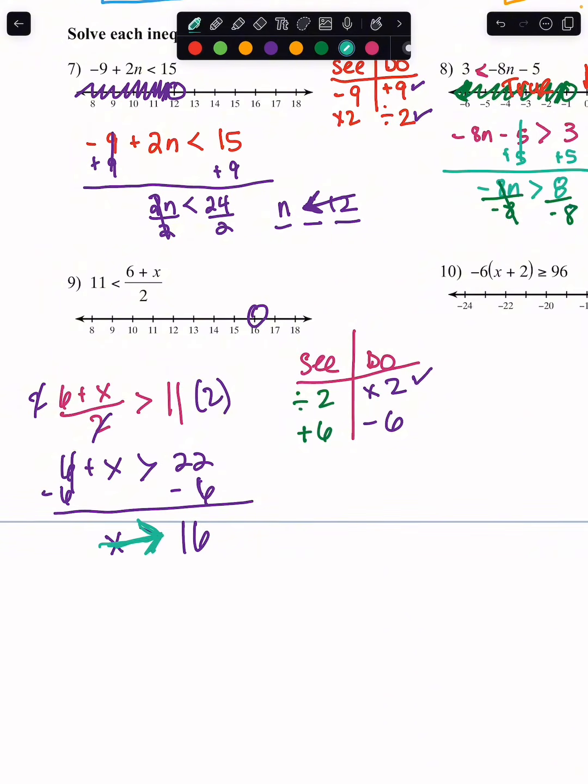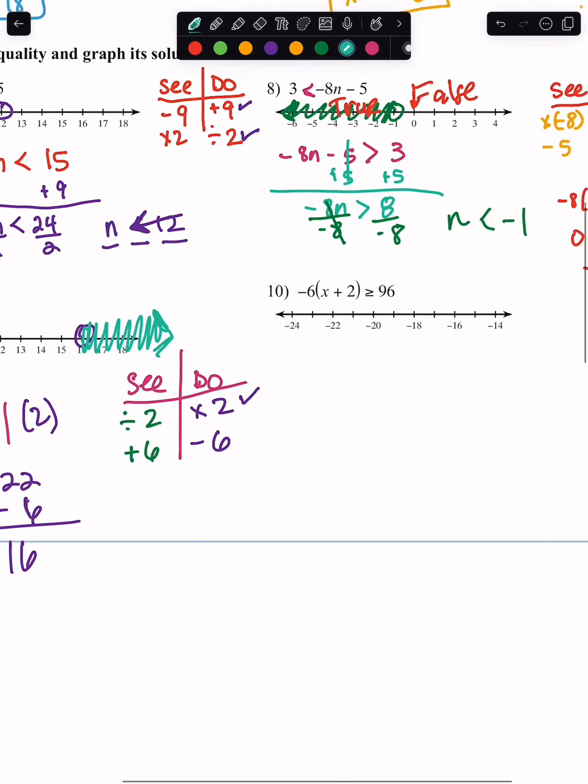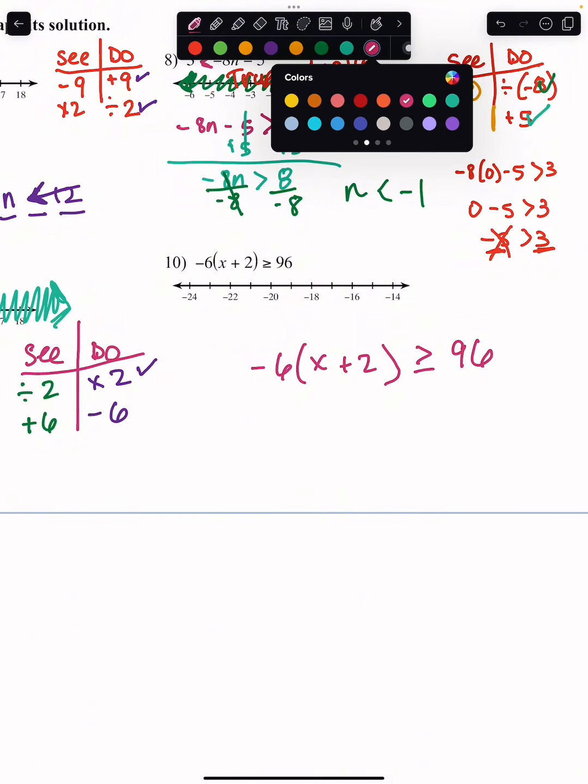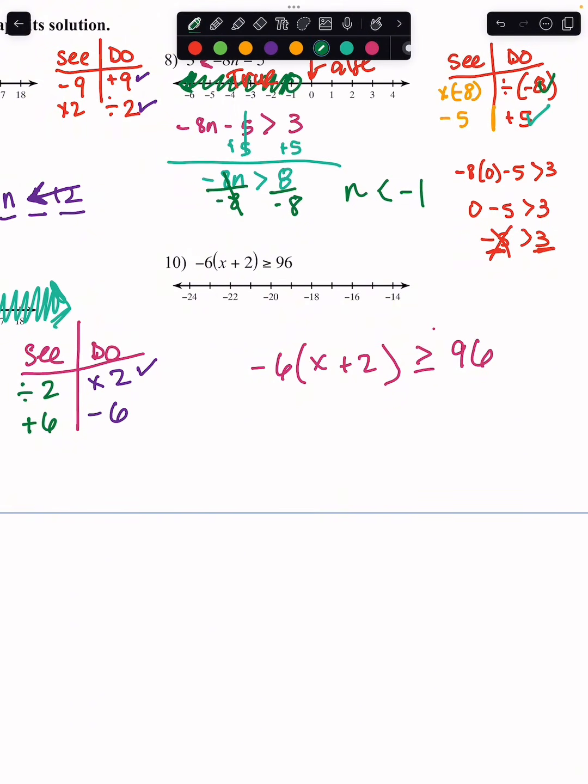And the last one, which has some parentheses, I'm just going to go ahead and rewrite this down this way to give me some room to work. First things first, when I see parentheses, that should trigger me to do something. That should trigger me to think something. And what is that think something? That should trigger me to multiply. Negative 6 times x is negative 6x. Negative 6 times 2 is negative 12. It's greater than or equal to 96.